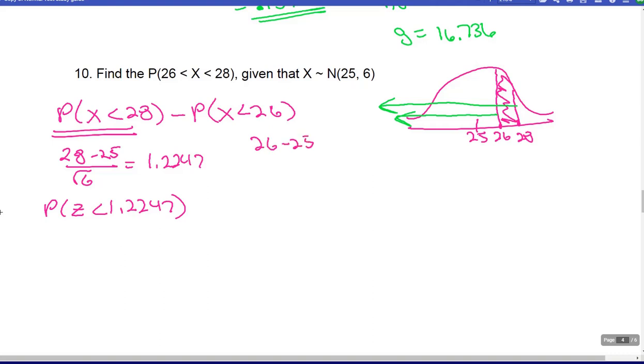So the z-score for that one is 0.4082. Okay? So now what I'm going to do is minus the probability that z is less than 0.4082, right? All right, so now find this one. What's the probability of being less than that number?